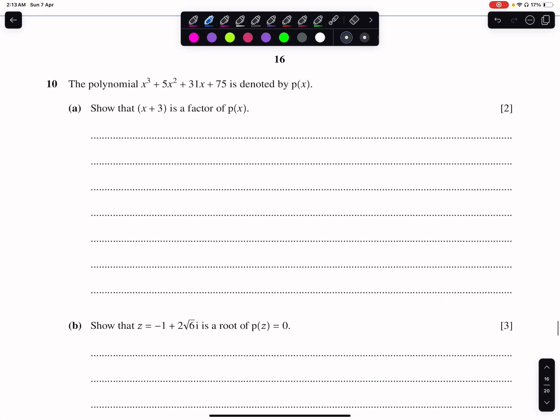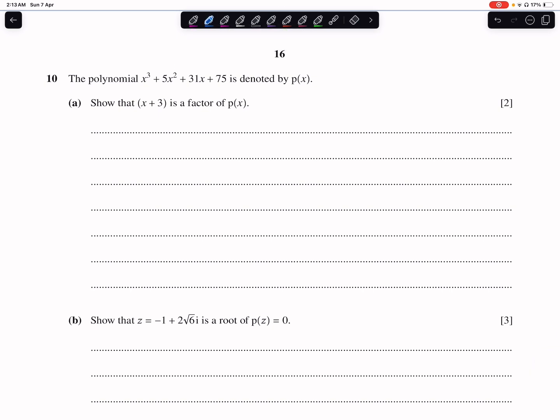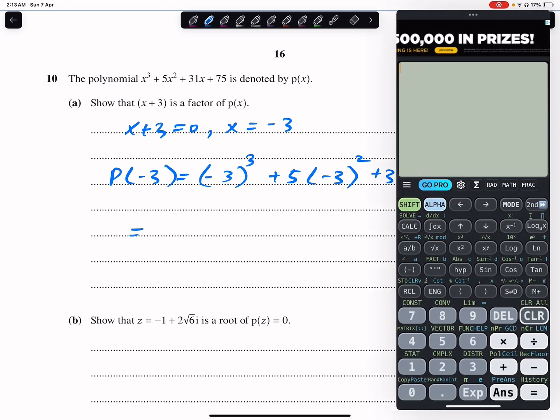Our 10th question is, the polynomial is denoted by p of x. Show that x plus 3 is a factor of p of x. So to show the factor, just put x plus 3 equal to 0. X will be minus 3. So p of minus 3 will be minus 3 cube plus 5 times minus 3 square plus 31 times minus 3 plus 75. Put all this in calculator and you will get 0 as a result.